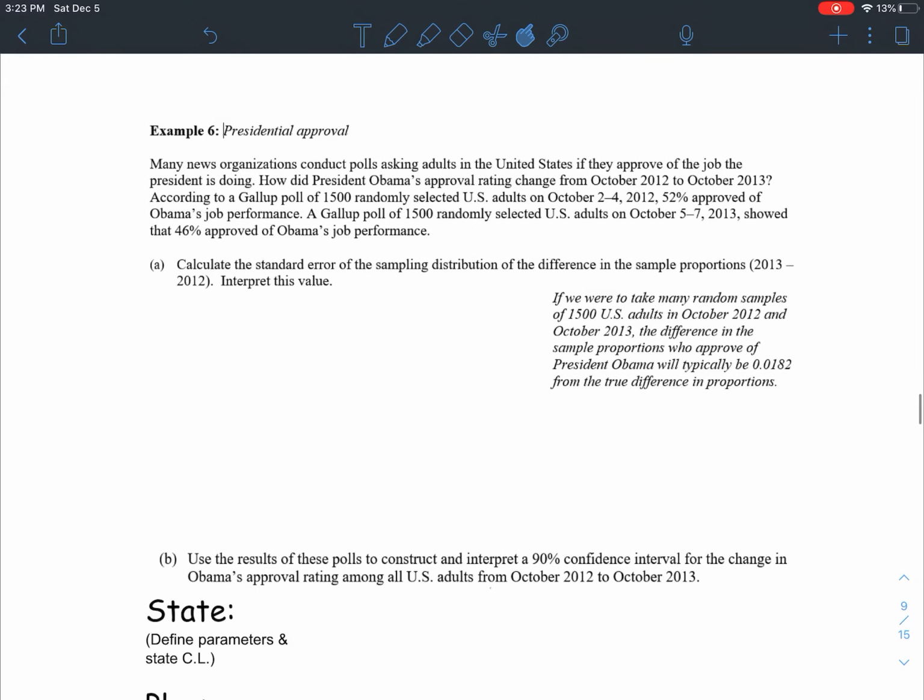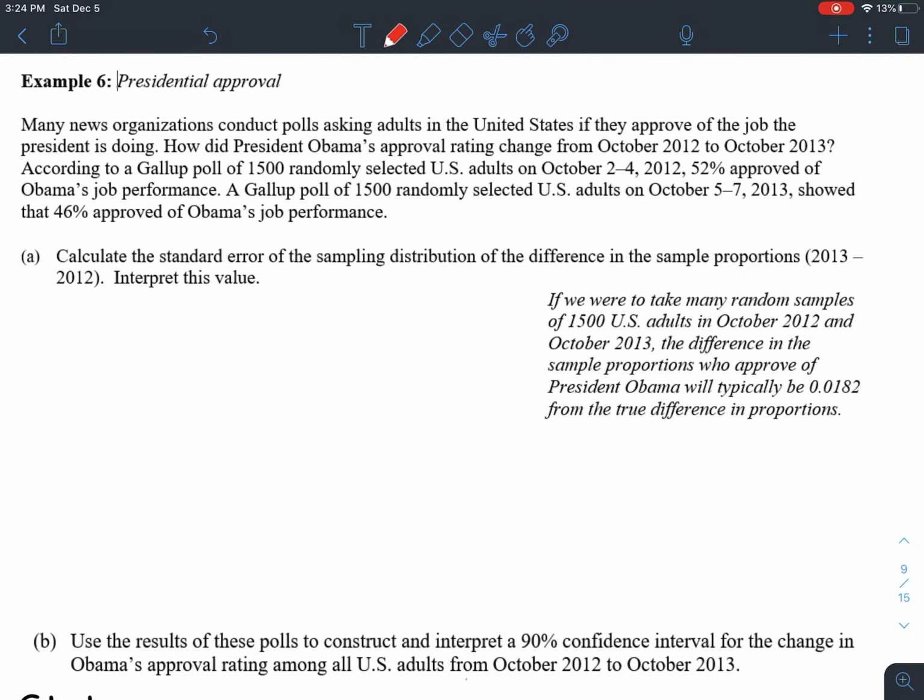We're going to go through this one pretty quickly here. Okay, and we're definitely going to do the calculator for this part here. This one says, many news organizations conduct polls asking adults in the United States if they approve of the job that the president is doing. So this is taking us back to when Obama was in office. It says, how did President Obama's approval rating change from October 2012 to October 2013?